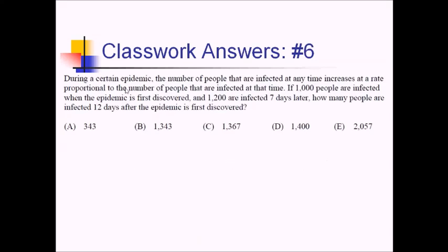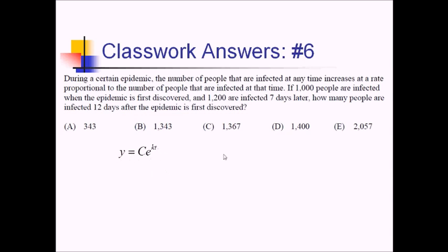For this problem, during a certain epidemic, the number of people infected at any time increases at a rate proportional to the number of people infected at the time. So if we're increasing at a rate proportional to the output value, this is definitely an example of exponential growth. So I'm going to start off by writing y equals Ce to the kt, because I know it's going that direction anyway.